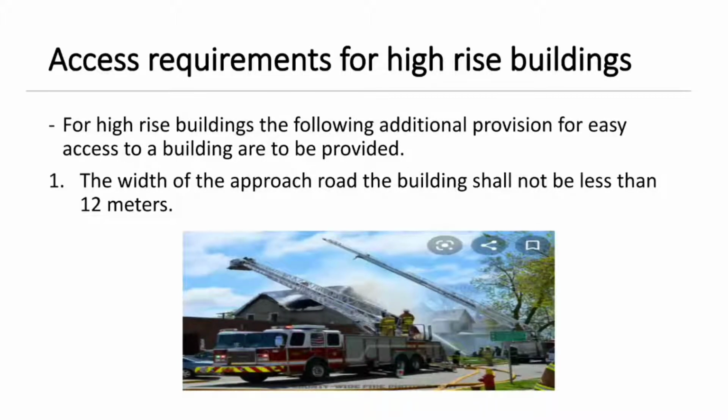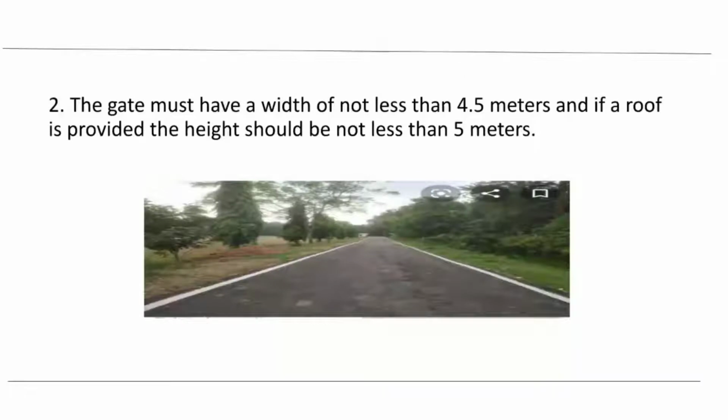The width of the approach road to the building shall not be less than 12 meters. Wherever you are constructing the building, the nearby road should be at least 12 meters wide. This is the first point. Now this is the second point. The gate must have a width of not less than 4.5 meters, and if a road is provided, the height should not be less than 5 meters. The width should be 4.5 meters and the height should be 5 meters.